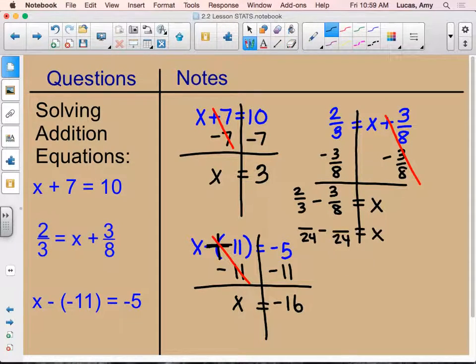Okay, so I am going to need to multiply my first fraction by 8 in the numerator and denominator. 8 times 2 is 16. My second one I have to multiply by 3. 3 times 3 is 9. So now, 16 minus 9 is 7. My final answer is 7/24. Common denominators are required whenever you're adding or subtracting fractions.